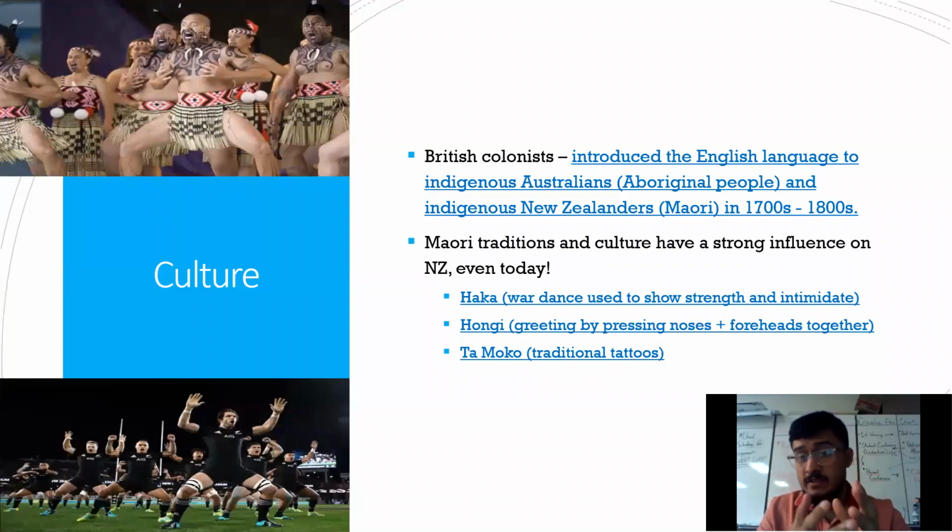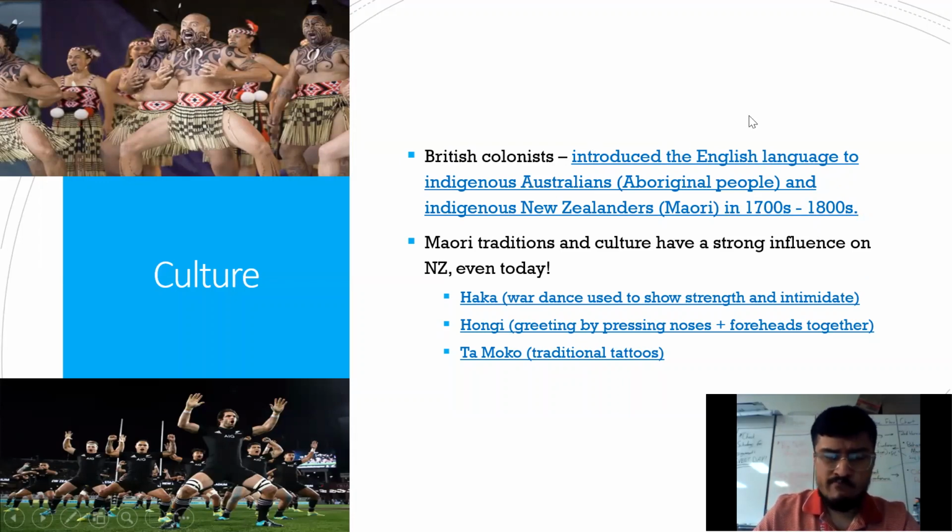Okay, and then last but not least, final slide talking about culture, mostly in Australia and New Zealand. So recall that New Zealand and Australia had original people there, so indigenous people. In Australia, they were known as the Aboriginal people, at least that's what most Westerners refer to them as. And in New Zealand, over to the east of Australia, the indigenous people were known as, or still are known as, the Maori.